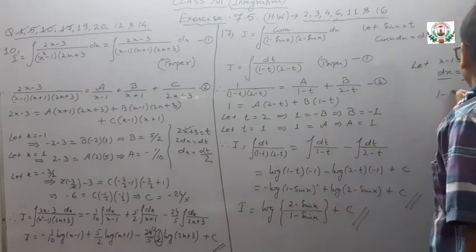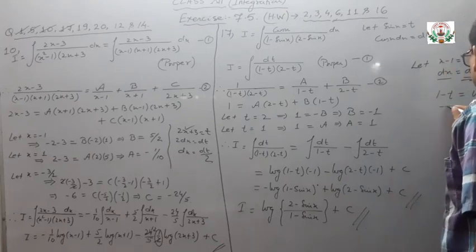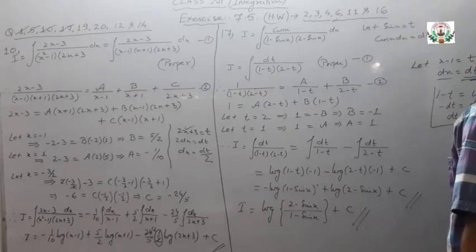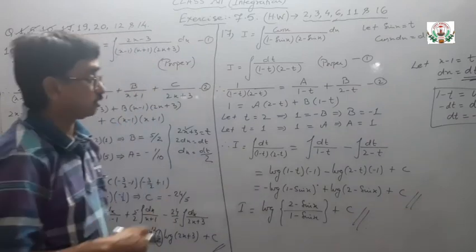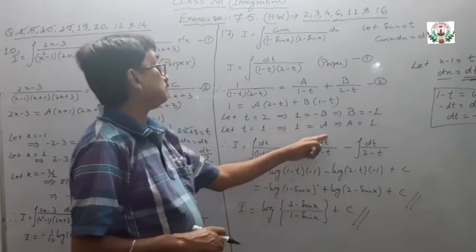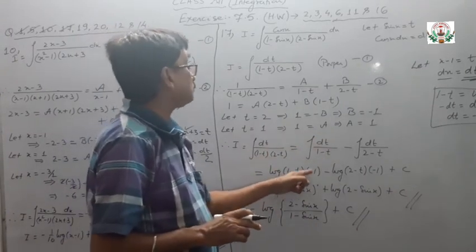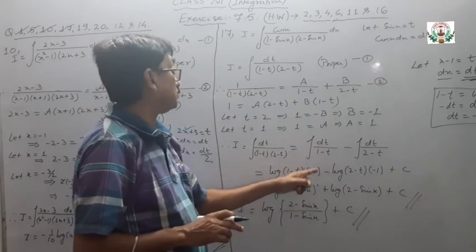Now here if I take 1 minus t equals, suppose, u, then minus of dt will become equal to du, and dt will become equal to minus du. So whenever the integration of a negative coefficient comes, there will be a minus sign also. dt by u gives log u, and the differentiation of 1 minus t will be minus 1.